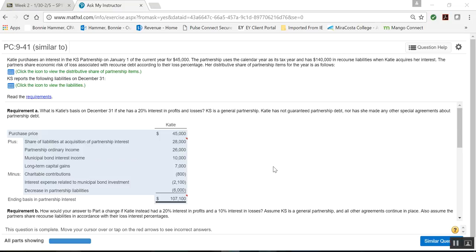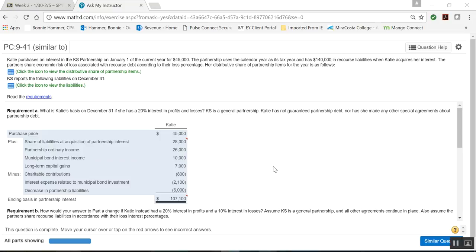And in this case, in requirement A, there's 3 requirements in this. There's 3 fact patterns in this problem, because they're changing the fact pattern so that you'll learn different rules in the chapter, okay? So in the first fact pattern, they want you to calculate Katie's basis on 12/31, assuming that she has a 20% interest in the profits and losses of the partnership. KS in the first requirement is a general partnership, and Katie has not guaranteed partnership debt, nor has she made any special agreements about the partnership debt.